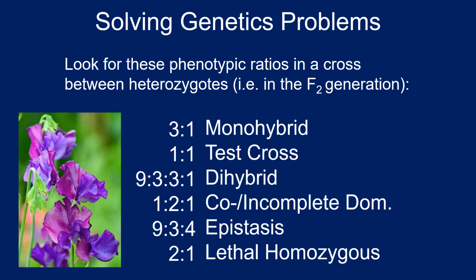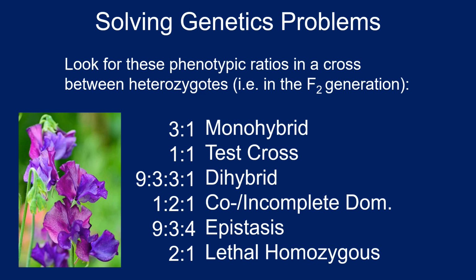So when you are presented with a problem, break the question down, look at the different traits that you're seeing, the different phenotypes, colors or shapes or whatever, and try to figure out a ratio. If you see a 3-to-1 ratio, you're probably dealing with a simple monohybrid cross. If you see a 9-to-3-to-3-to-1 ratio, you're dealing with a dihybrid cross probably. So that involves two genes.